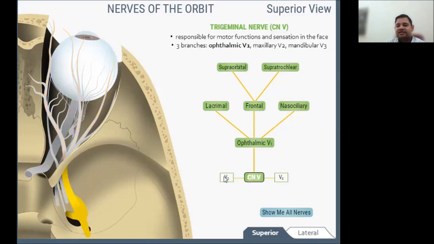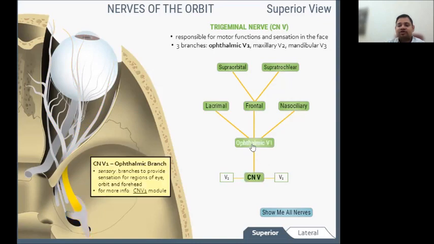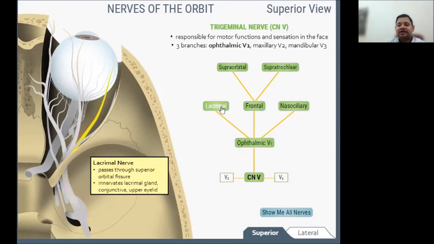This part has branches. V1 is the only one we are going to talk about here. The ophthalmic part has sensory branches to provide sensation to the region of the eye, orbit, and forehead. So eye, orbit, and forehead are all supplied sensory by the V1 part only. Then it has three parts: lacrimal, frontal, and nasociliary. The lacrimal part, as you can see, passes through the superior orbital fissure and innervates, as the name says, the lacrimal gland, conjunctiva, and upper eyelid.